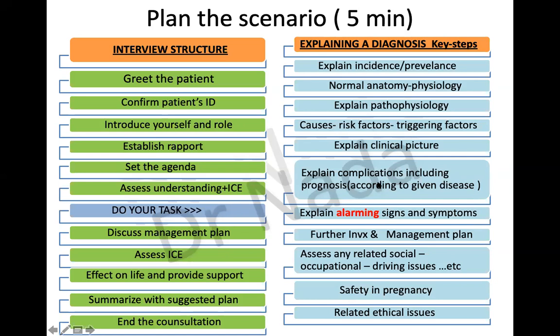Explain the complications, including prognosis, according to the given disease. Explain alarming signs and symptoms, and when they need to come urgently to hospital if they happen. Explain if any further investigation is needed in the future, and then your management plan. Assess any related social, occupational, driving issues, etc. And then pay attention to safety in pregnancy. If she's a female and her disease in this scenario may affect pregnancy, you need to explain that to her. Or if the drugs or medications she's going to take may affect her pregnancy, you have to pay attention to that and give her information about it.